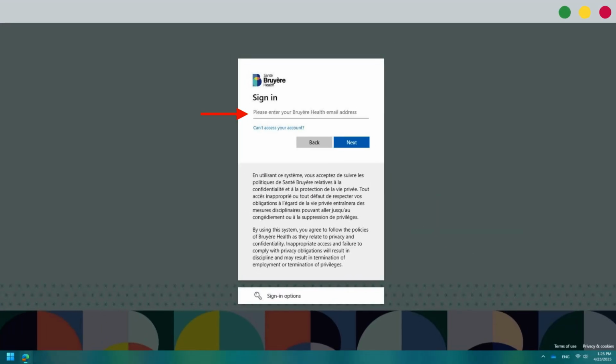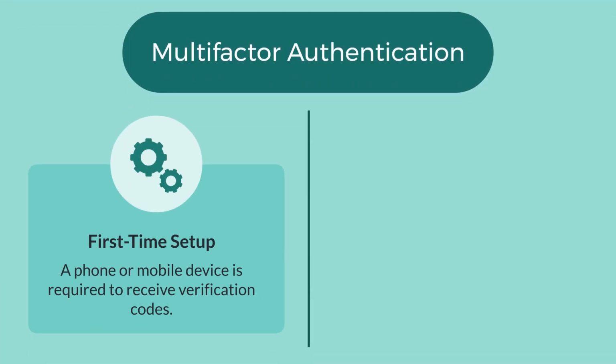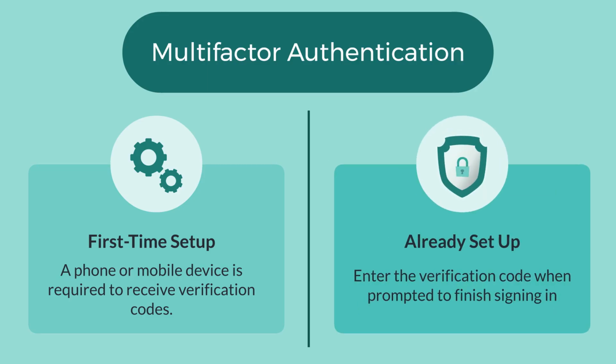Once the sign-in page appears, enter your Bruyère Health email address and password to access your account. If you have not yet set up multi-factor authentication, you will be guided through the setup before you can continue. This process requires a phone or a mobile device which can receive verification codes. If MFA is already set up, simply enter the verification code when prompted to complete your sign-in.